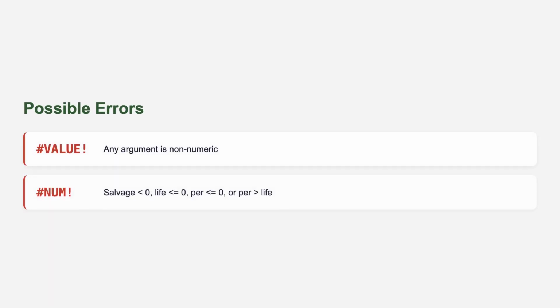Watch out for common errors. A value error occurs when any argument is non-numeric. A num error occurs when salvage is less than 0, life is less than or equal to 0, per is less than or equal to 0, or per is greater than life.